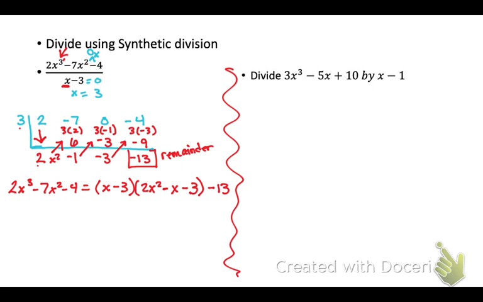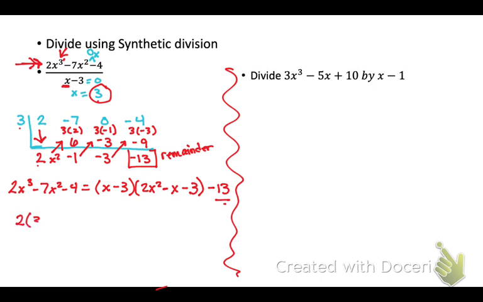You know what's kind of neat about this? It's this remainder right here. The remainder theorem says if I plugged in 3 to this equation, I would get the remainder. Let's test it. So 3 into this equation, right?